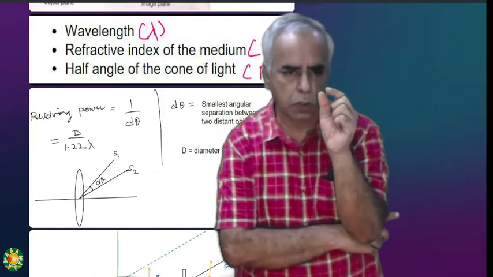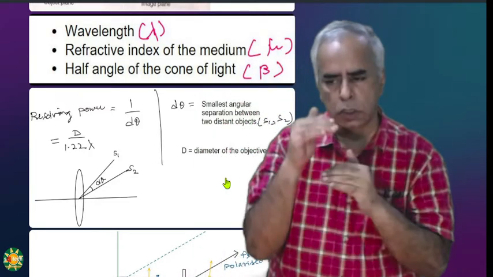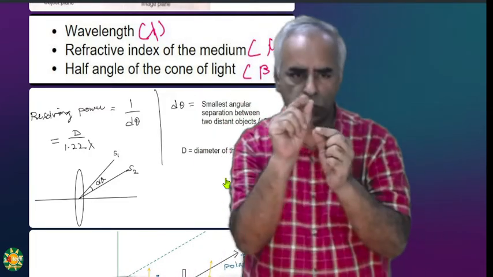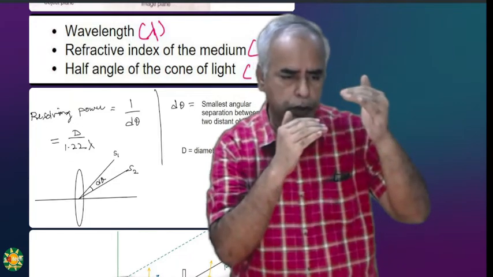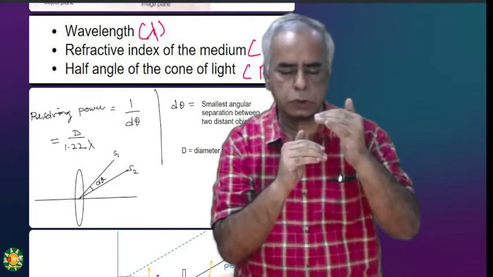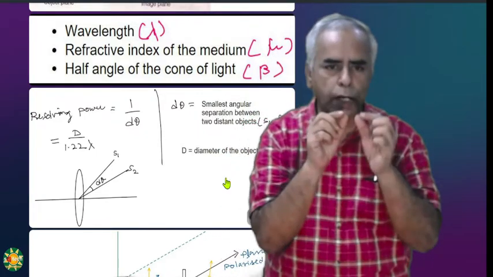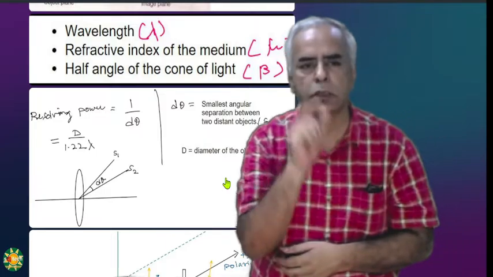The resolving power is the reciprocal of d theta, the change in angle, for instance the smallest angular separation between the two distinct objects, S1 and S2. We have seen two distinct objects. In poor resolution, it is overlapping. In a better resolution, you can find the smallest distance between these two. So that is the smallest angular separation.